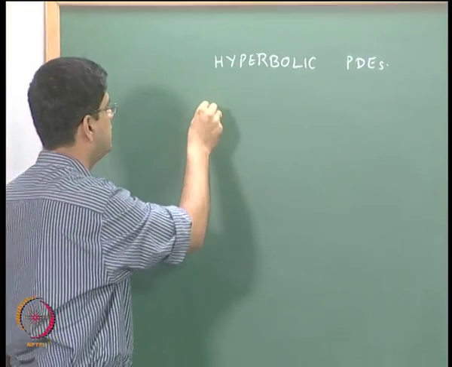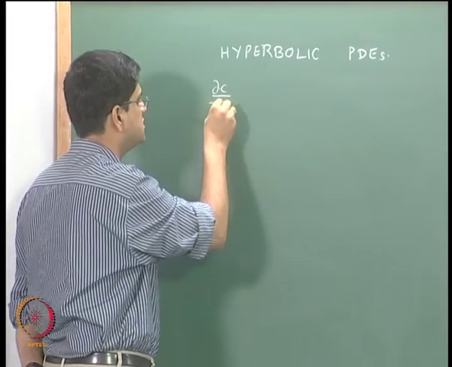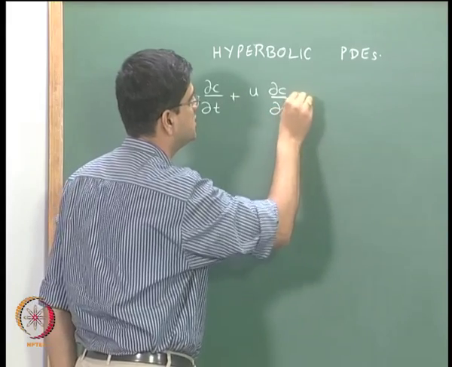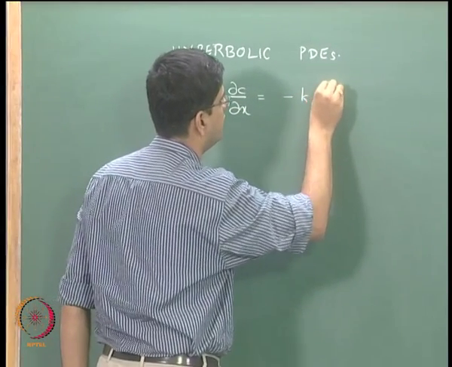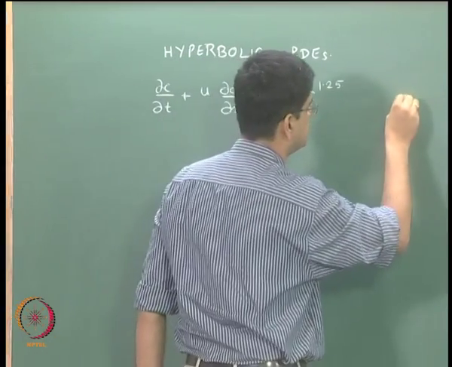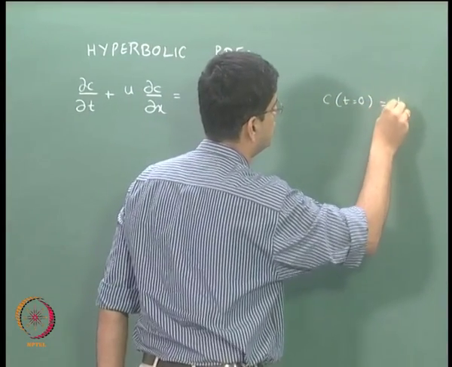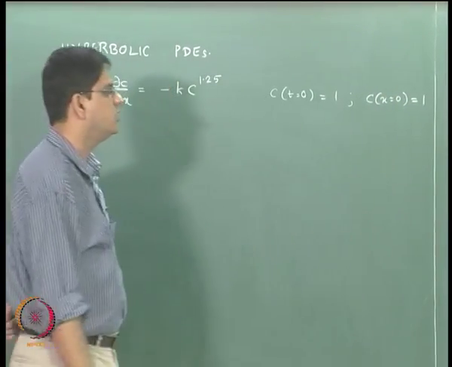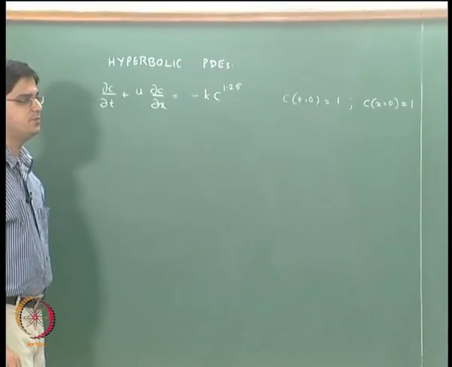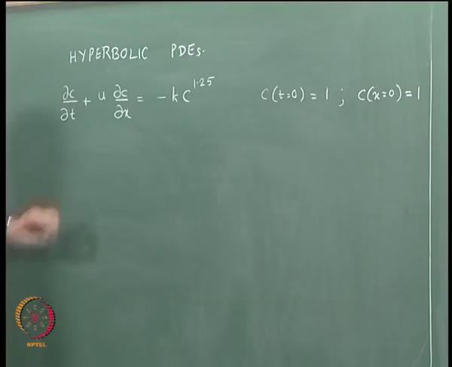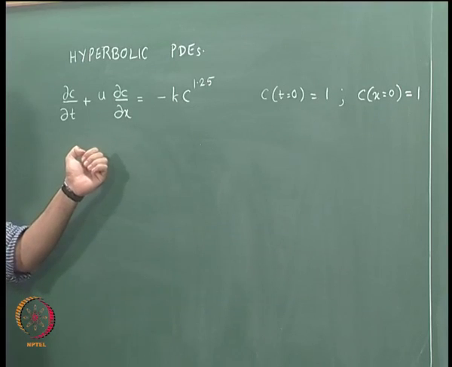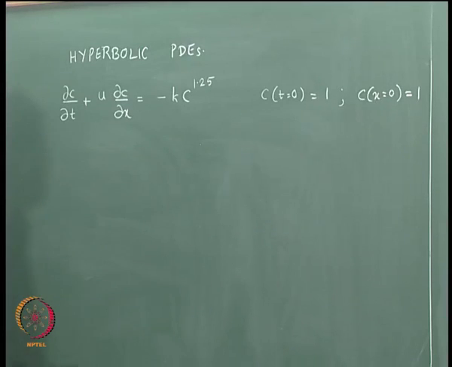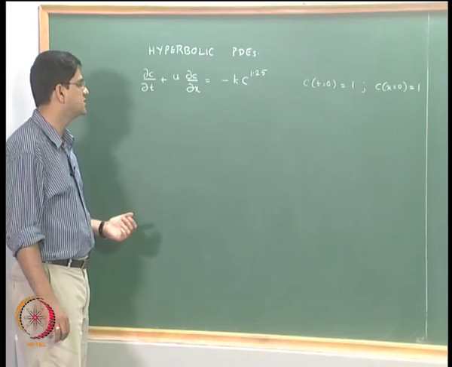The example for the hyperbolic PDE that we used was partial c by partial t plus u multiplied by partial c by partial x equal to minus k c to the power 1.25, with the initial condition c at t equal to 0 equal to 1, and the boundary condition c at x equal to 0 also equal to 1. So this is the problem that we intended to solve, and we used forward in time, central in space differencing, and we saw that even for a small enough delta t of 0.1, this method diverged. We got concentrations as negative values.